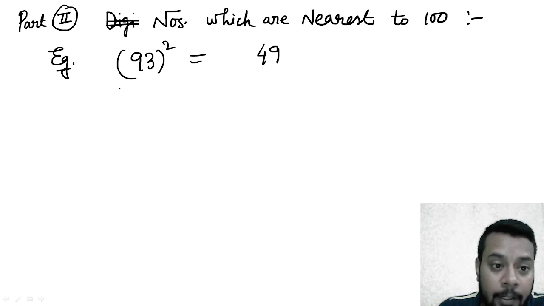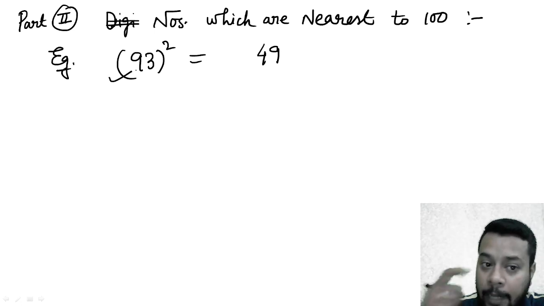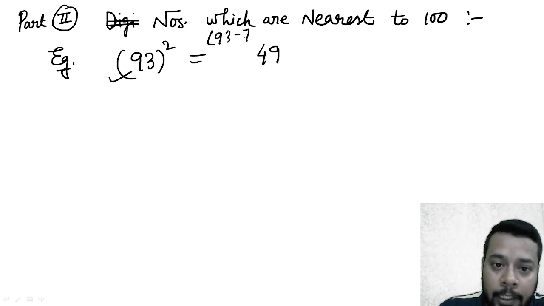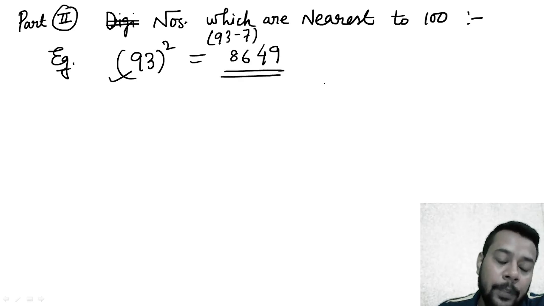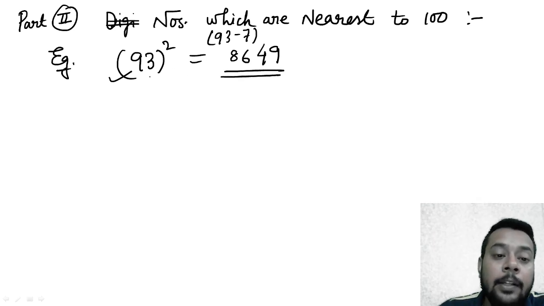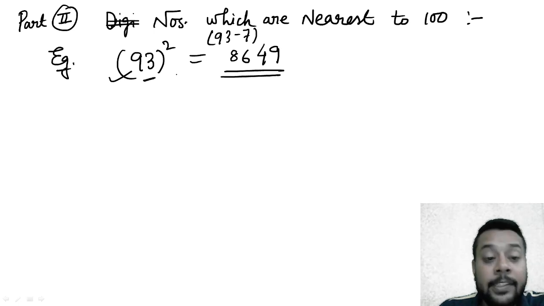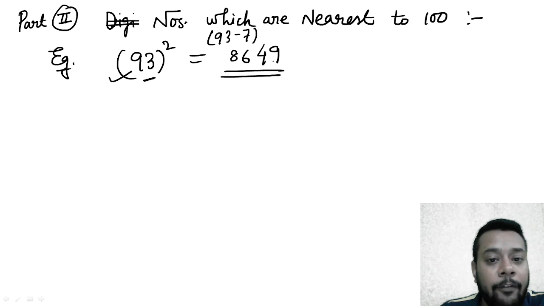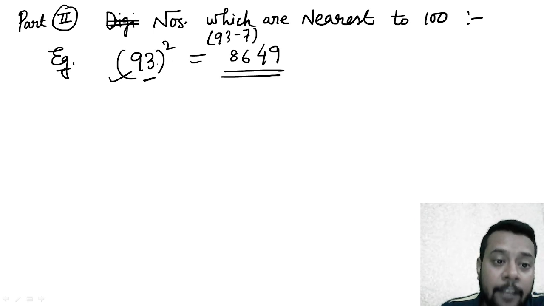Now the same 7 has to be subtracted from the given number 93, and whatever you get, write it down. This will be your square value. I repeat what I have done. Since this 93 was 7 less than 100, we have done the square of 7 and written 49 here. And the same 7 has to be subtracted from the given number 93, and we will get 86. 93 minus 7 gives 86.